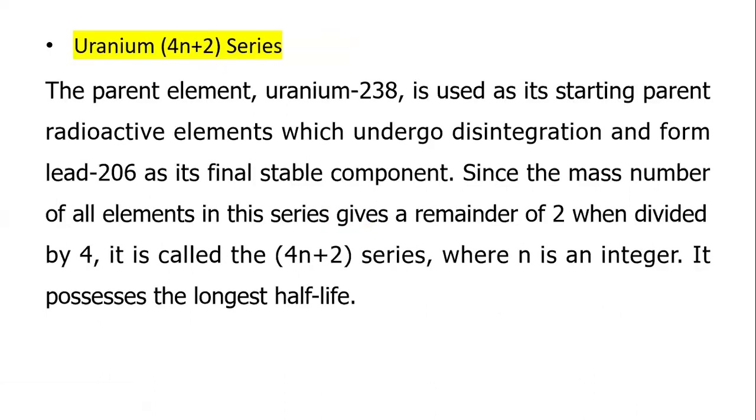Uranium, 4n plus 2 series. The parent element uranium 238 is the starting radioactive element, which undergoes disintegration and forms lead 206 as its final stable component. Since the mass number of all elements in this series gives a remainder of 2 when divided by 4, it is called the 4n plus 2 series, where n is an integer. It possesses the longest half-life.